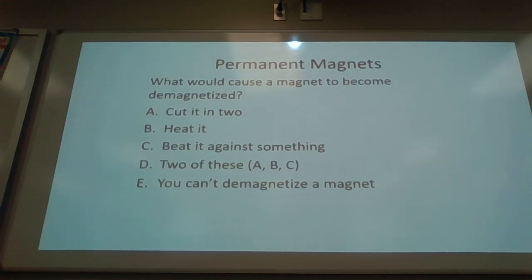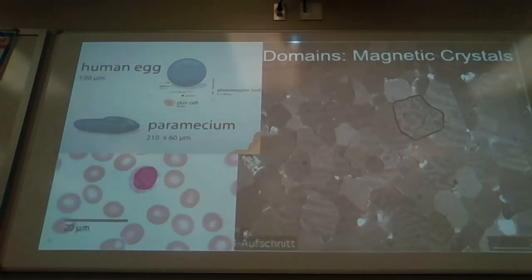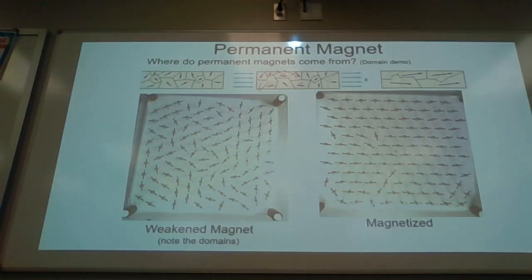Can you make a magnet weaker? Yes, by heating it or beating it against something. Okay. Both of those things are going to cause those magnetic domains to get scrambled. You heat it up, it's like they vibrate, scatters them, randomizes them. Hitting it against something also causes that.